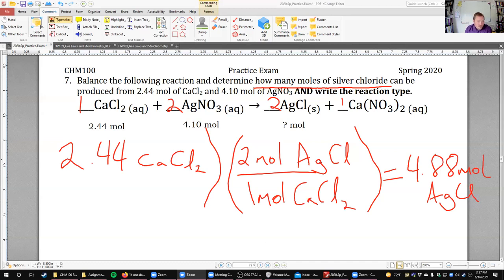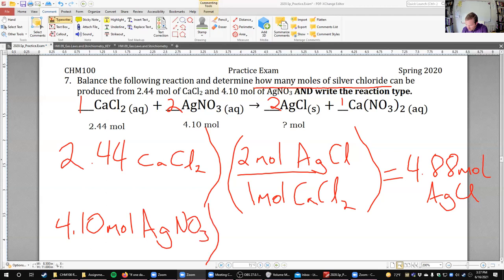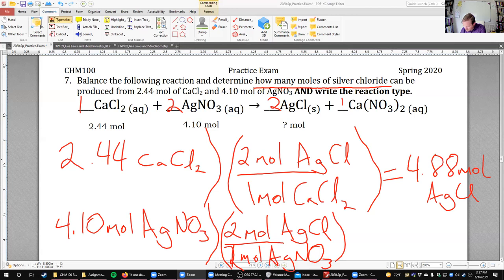On the flip side, we can do the exact same thing with the silver nitrate and say, I have enough silver nitrate to make this much silver chloride. So 4.10 moles AgNO3, and it's a 1-to-1 ratio: 2 moles of AgNO3 can make 2 moles of silver chloride. So 2 over 2 cancels out. You're going to get 4.10 moles AgCl.